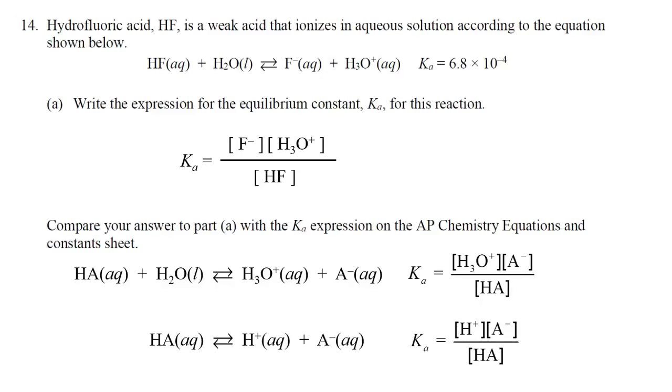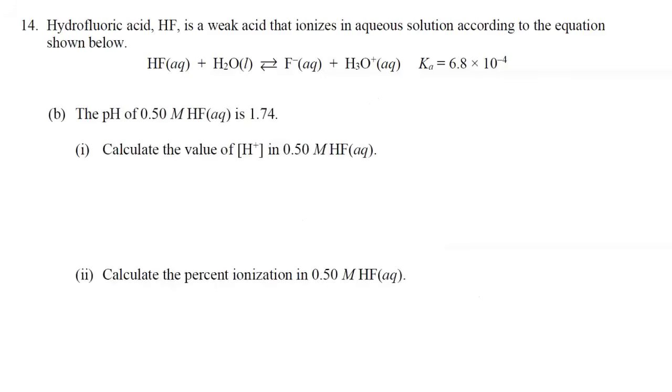On the AP exam, the general preference is to show proton transfer to water to produce the hydronium ion. However, since H+ and H3O+ can be used interchangeably, I just wanted to make you aware of how those two equations are very similar to each other. All right, moving on to part B.